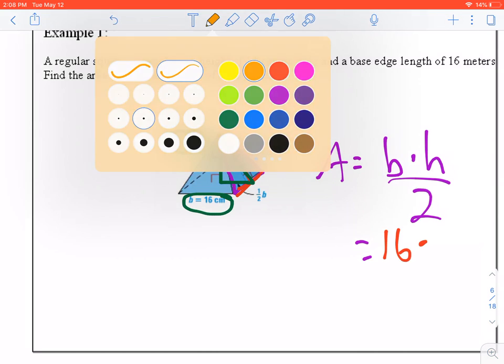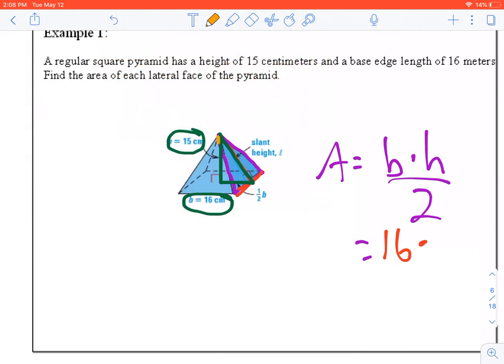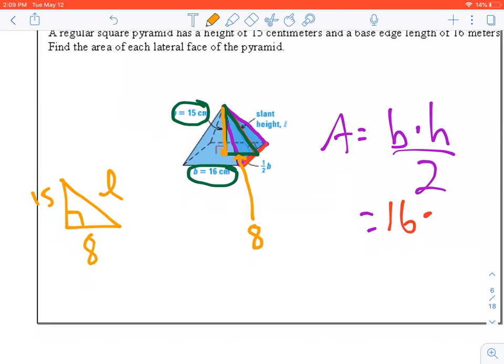The key part here is that the height of that pyramid comes down and, as I said, it cuts my edge in half. So this length here is going to be half of my edge. So it is actually going to be 8. So I end up with a right triangle right here, where this is 15, this is 8, and my slant height here, which they call that little cursive L, is the height of that triangle. That's my H. That's the piece we want. So it's just Pythagorean theorem. L squared equals 15 squared plus 8 squared.